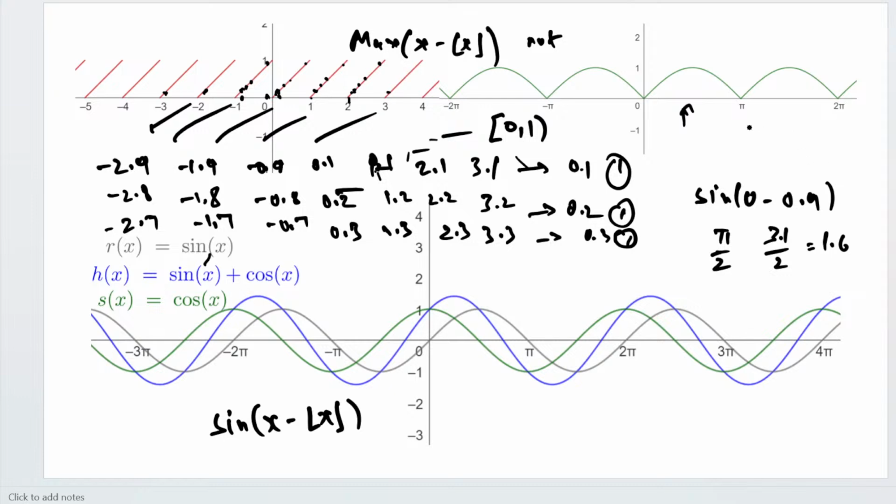So if someone asks about this graph, when x is between 0 and 1, the graph is between sine 0 and sine pi by 4, which is 1 by root 2. It goes something like this. We'll discuss this again in detail later.